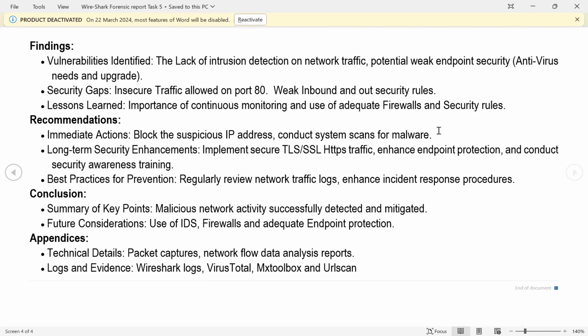Yeah, because if the users of the organization's systems are not security aware, they could also be the ones causing the weakness in the system for attackers. Then he mentioned best practices for prevention. Regularly review network traffic logs. This is consistently going to happen. Enhance incident response procedures. Okay, so I can see a lot of enhancement suggestions here.